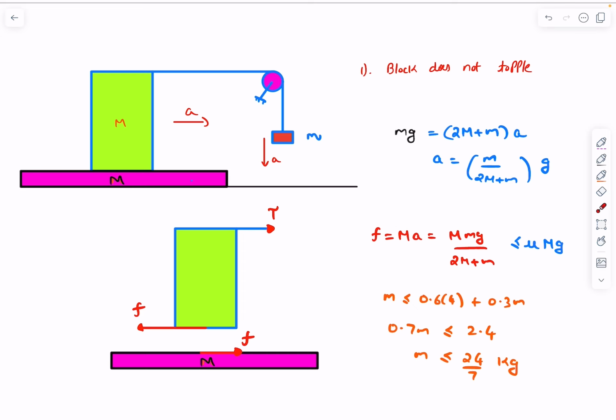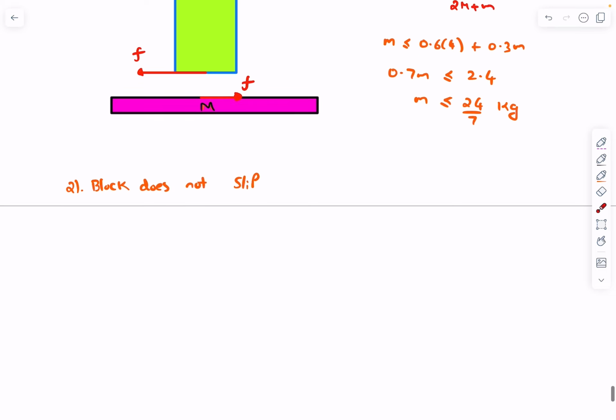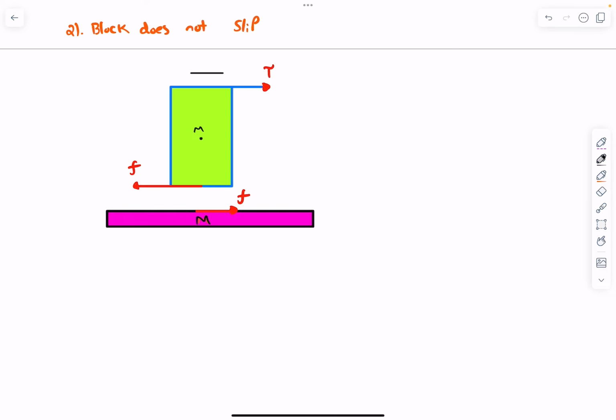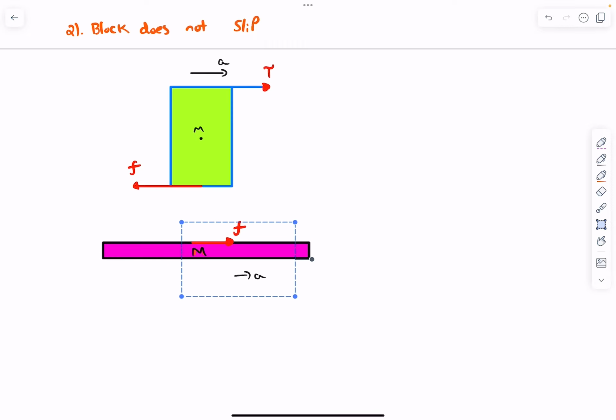Okay, so now let's work with the second assumption, that the block does not slip, and let's try to find out the condition for toppling. Once again, the block is accelerating with some acceleration a, and same with the plank, right? But for this purpose, we don't really care about the FBD of the plank. So let's name this edge point as P.